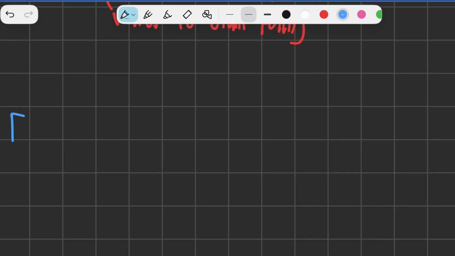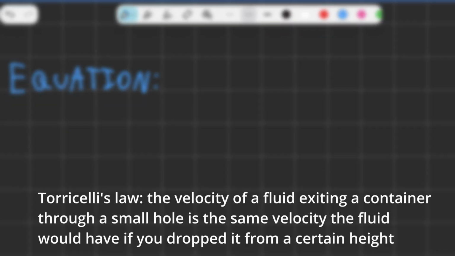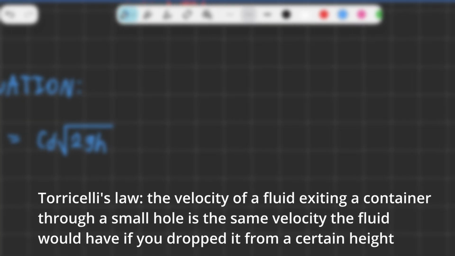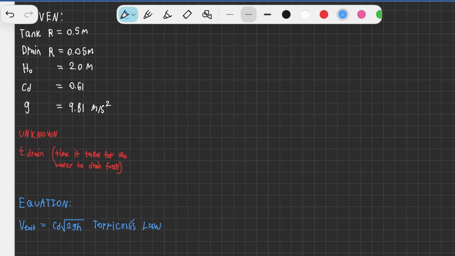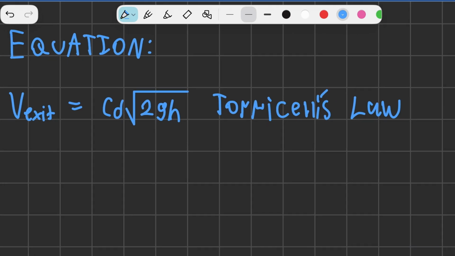So, what equation do we use to solve for that? Torricelli's law tells us that the speed of water leaving the drain hole depends on the height of the water above it. The taller the column of water, the more pressure will be pushing down and the faster it exits. That's going to be a good equation to go with based on our givens. But wait a minute. I want to find the time it takes for this to drain. There's no t in this equation, so what am I supposed to do?